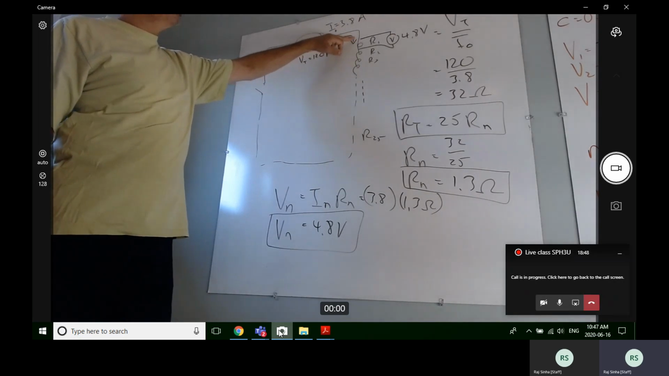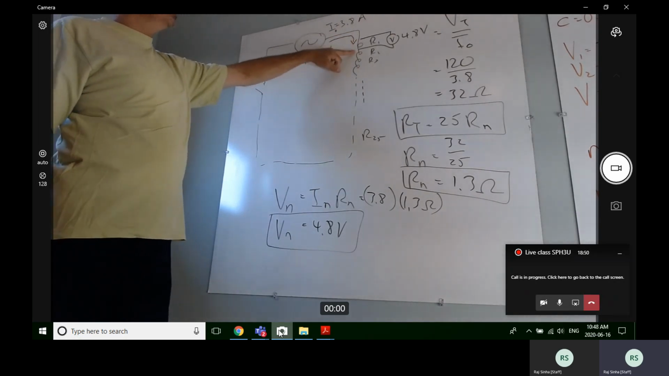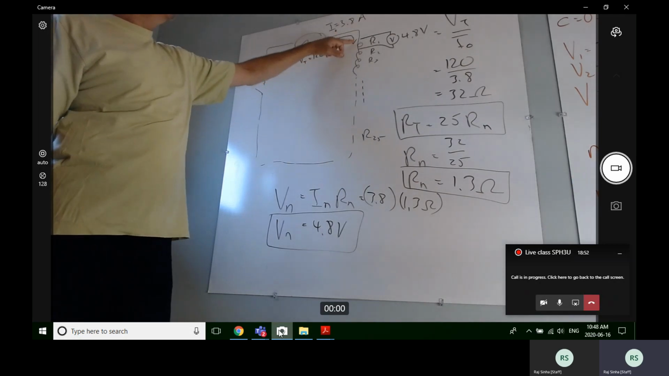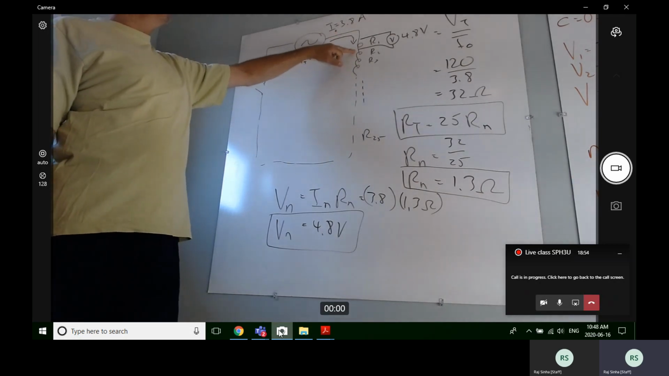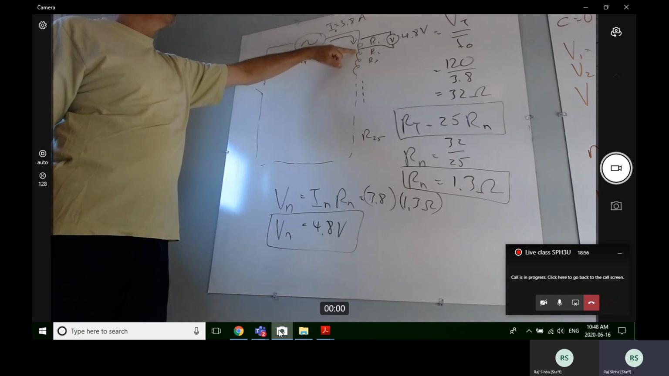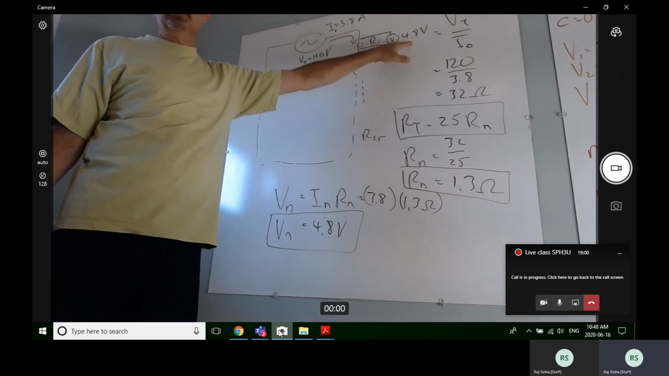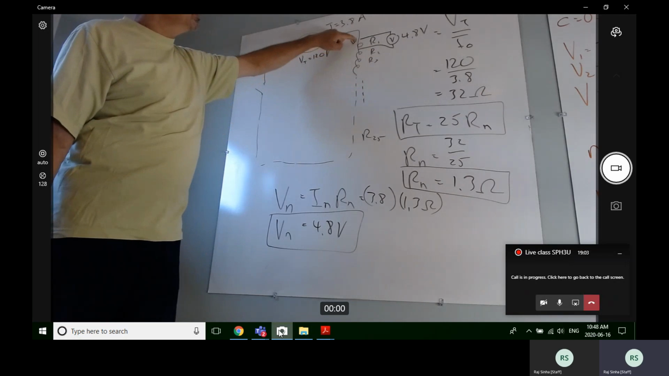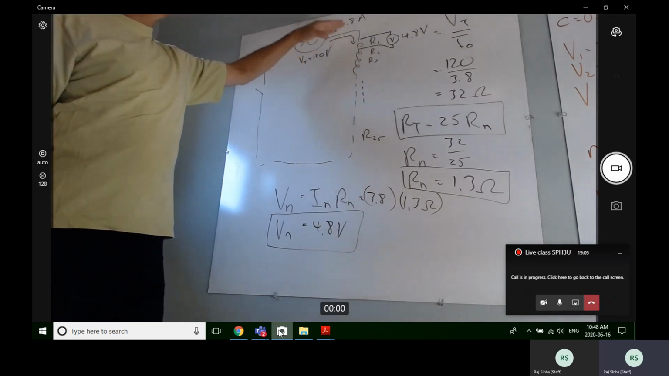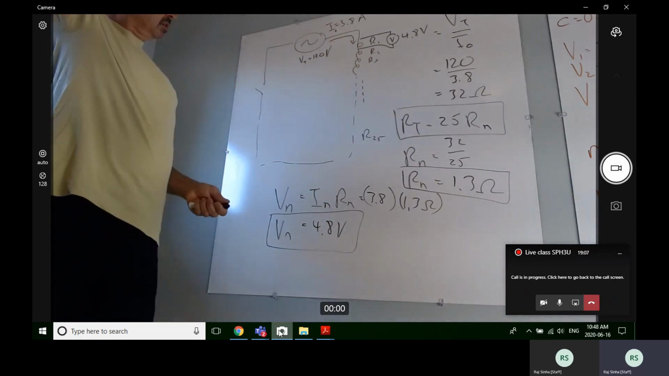They had 4.8 more, and they've lost it when they get to here. So if they had 120 and they lose 4.8, they'll have 115.2 when they get here. Right? This doesn't tell me the 120 or the 115.2. It tells me the difference of the electrons between this point and this point, which says that they have actually lost 4.8 volts.